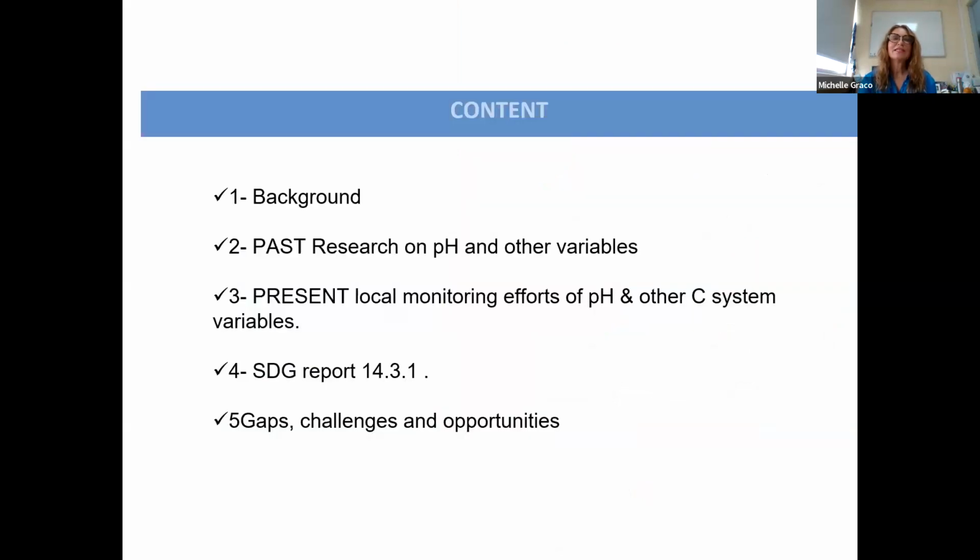Well, and here is Peru, one of the countries. And today, the idea in this presentation is first, to make a short review about the characteristics of our system. Then look at some past research on pH and other variables, and the present local monitoring efforts now and the initiatives and projects. And finally, looking at the report of the SDG and discuss some gaps, challenges, and opportunities for this kind of research in Latin America and in general in the region and globally.